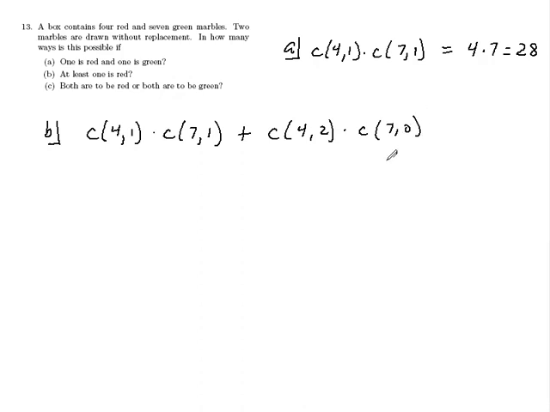So that gives me at least 1 red. Part C says both are to be red or both are to be green. Now once again it's the or. So we do both being red. Well, that's a combination. 4 choose 2. I could do 7 choose 0, but that's 1. Or both are to be green.